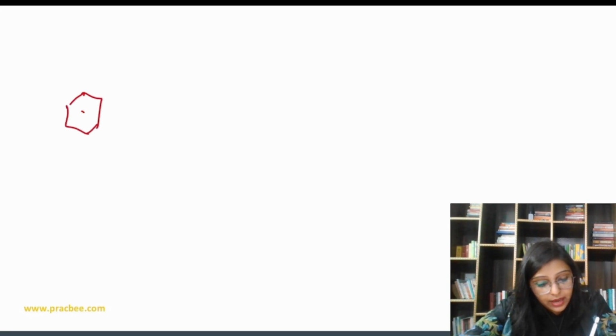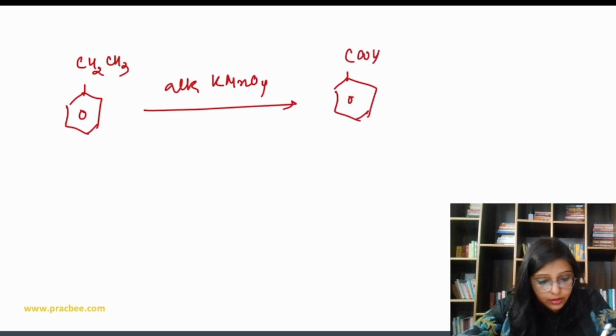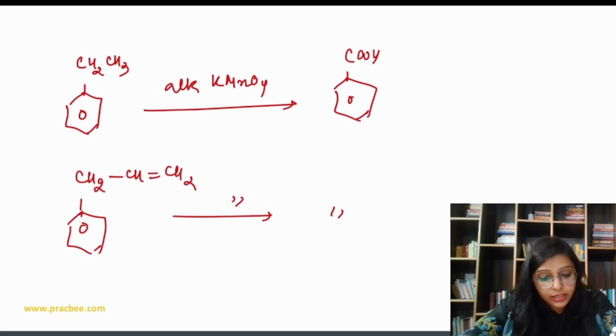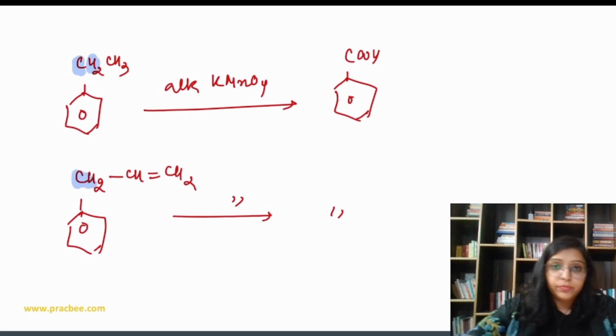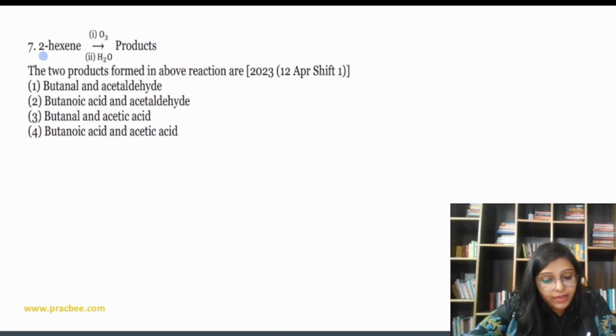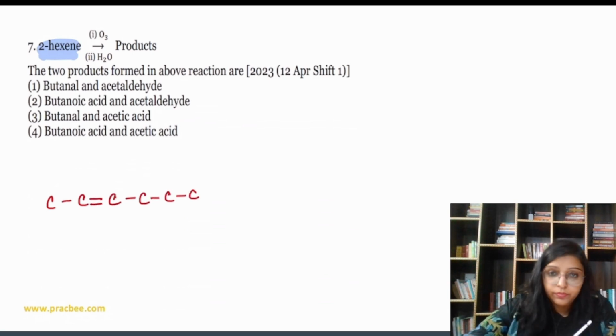It means suppose we have this CH2CH3 with alkaline KMnO4, we get COOH. And if we have CH2, CH=CH2, same. Everything. The condition should be this carbon is bonded to hydrogen. Okay. Now, next question. The two products formed in the above reaction are. So see, if you see the reaction, we have hexene, an alkene, 2-hexene. It means 1, 2, double bond, 3, 4, 5, 6. This is the situation.